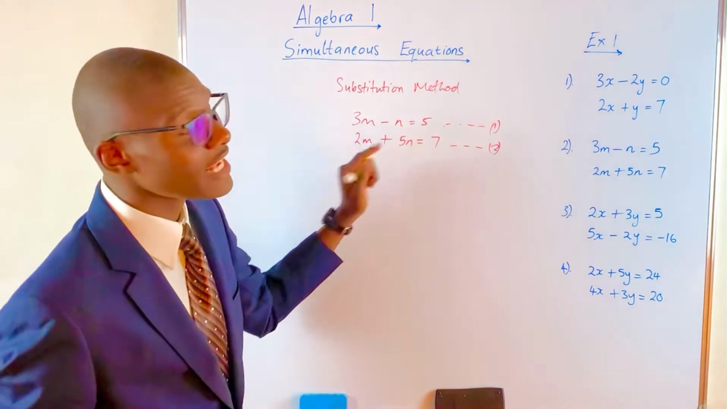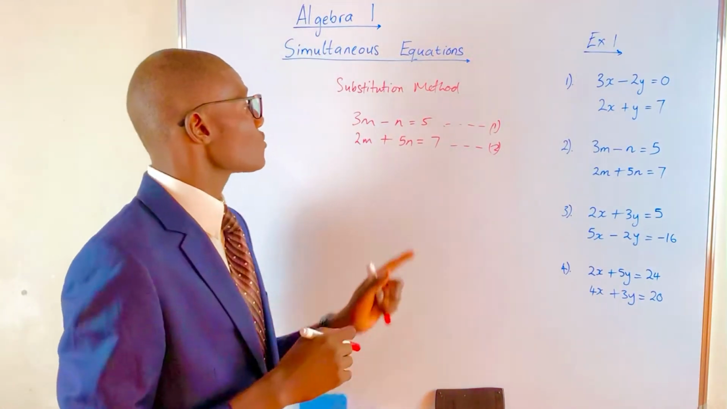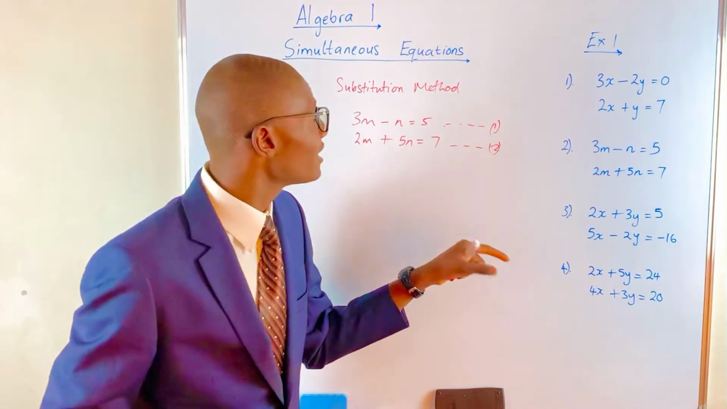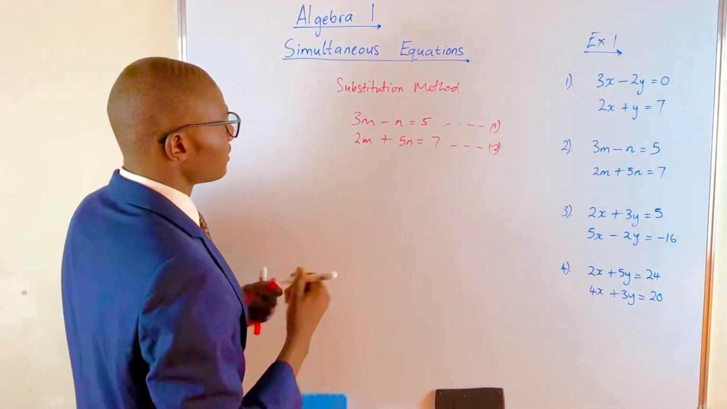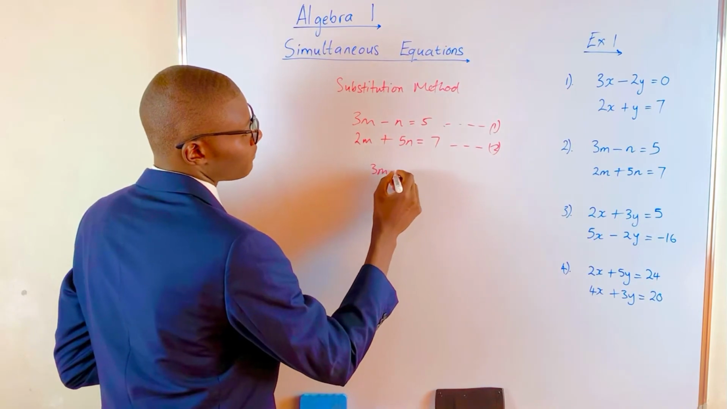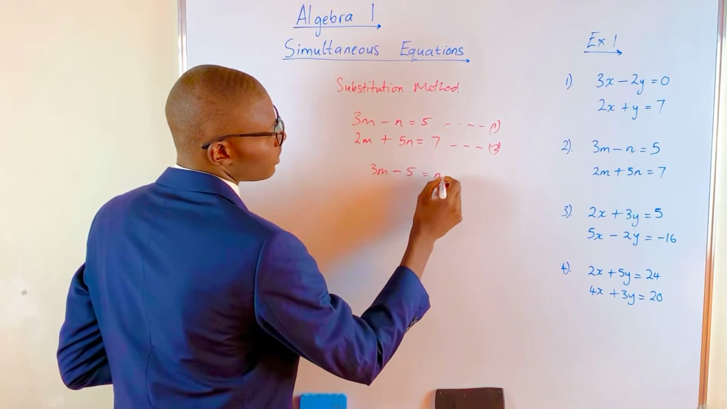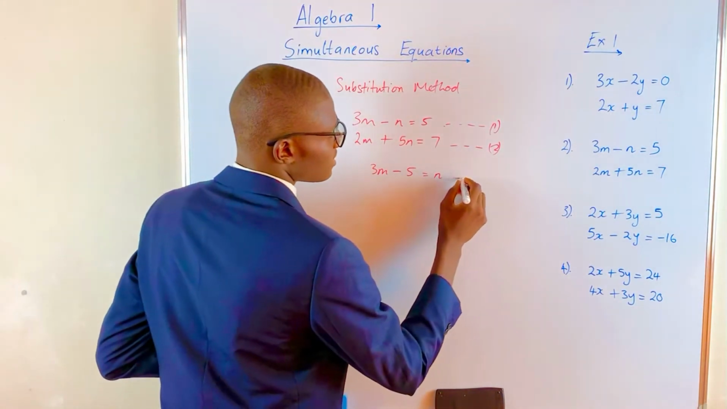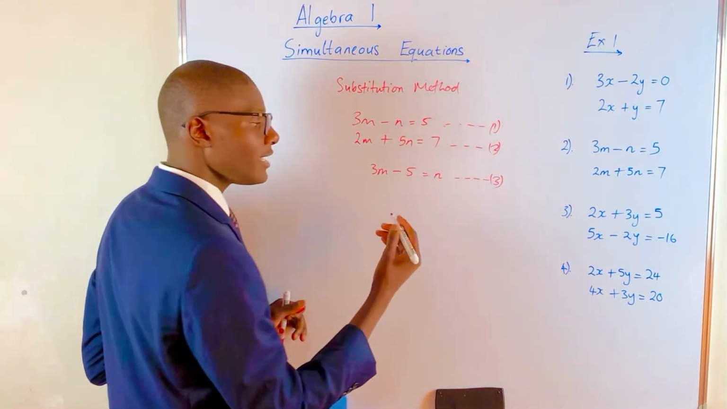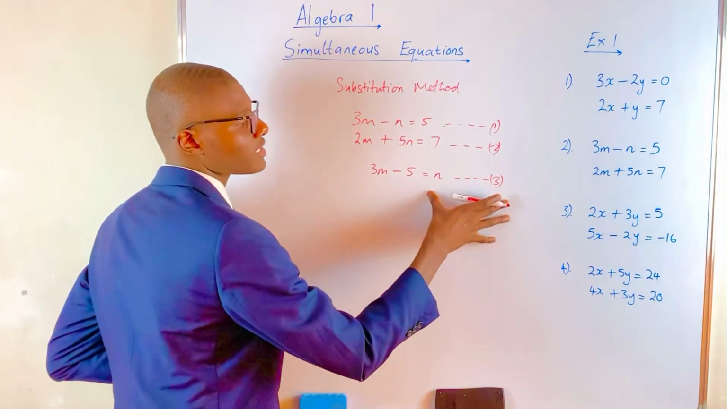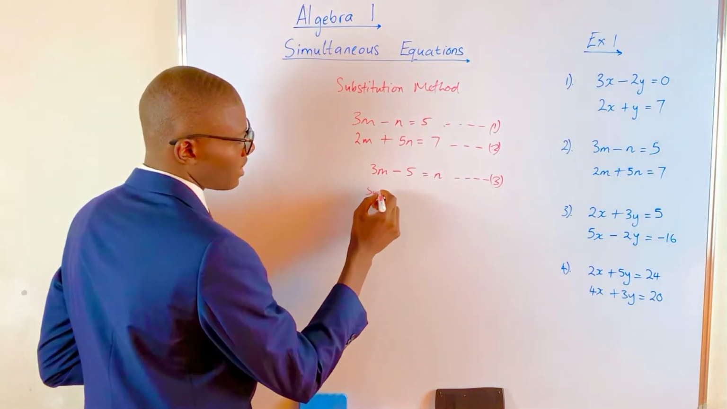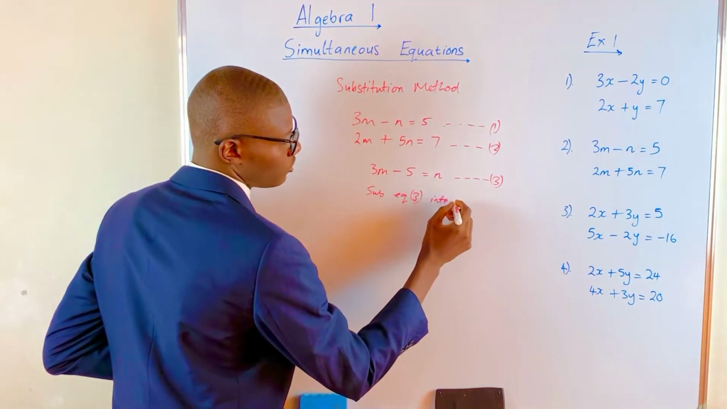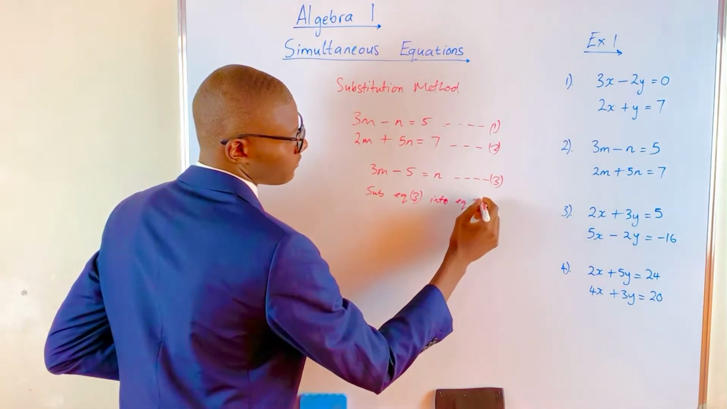So we make this n the subject of the formula. So this is minus n. If we take minus n to the right hand side, and then take 5 to the left hand side, we've got 3m minus 5 being equal to n. The sign changes as we switch the sides. So now this is equation 3. The next step would be to substitute this equation 3 into equation 2.